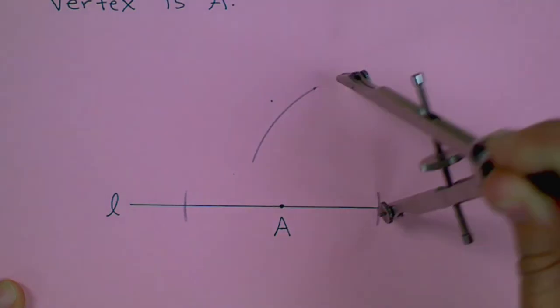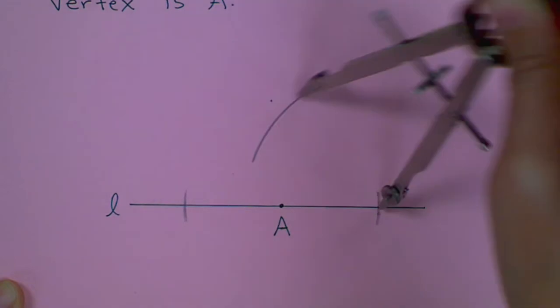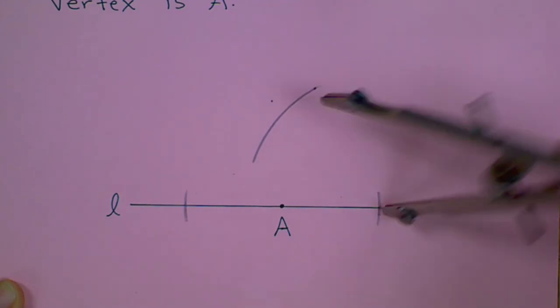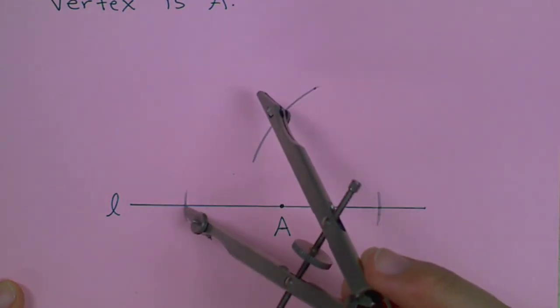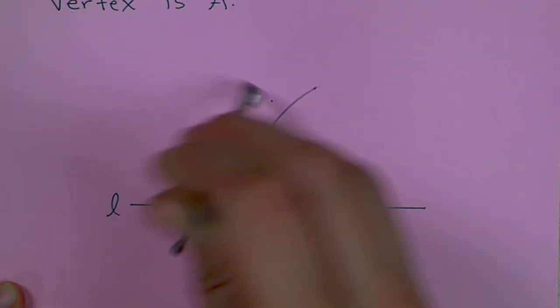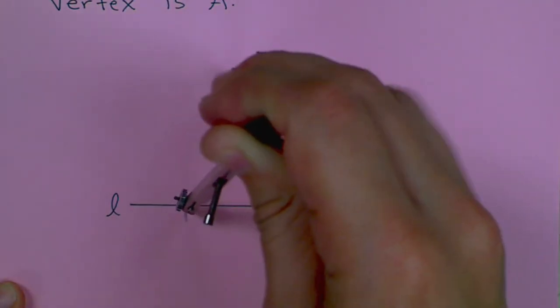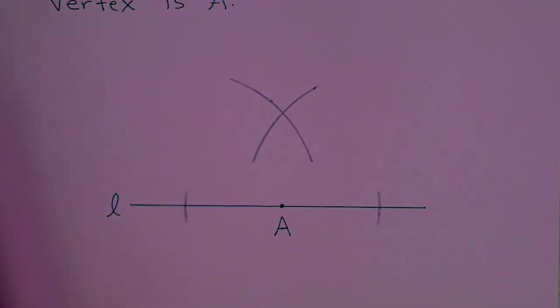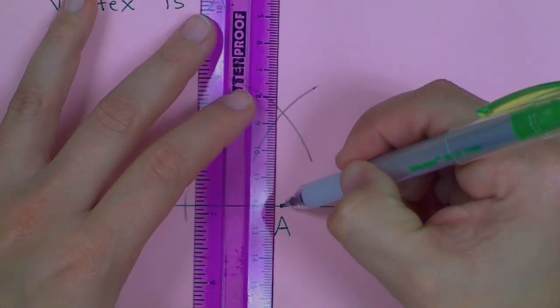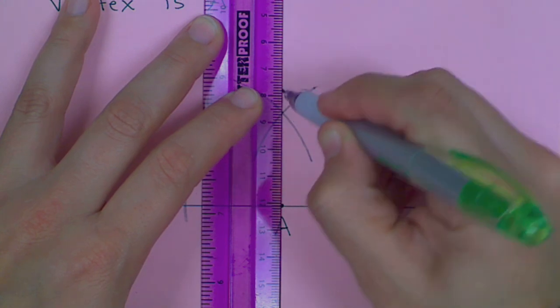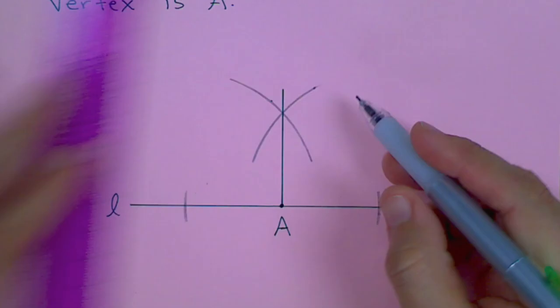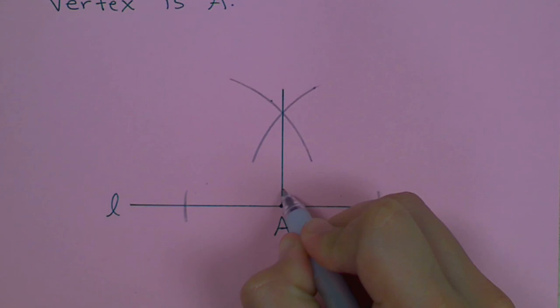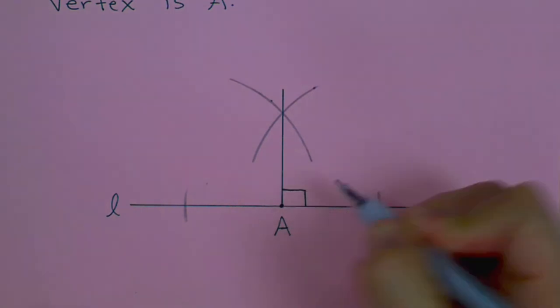bisector at perpendicular. So here we go. We're going from our point there, and we're moving over to our other point that we created from A. We didn't change our compass. We're drawing our arc, and then we connect our dots from A to our point here, and we have created a perpendicular bisector of a straight angle.